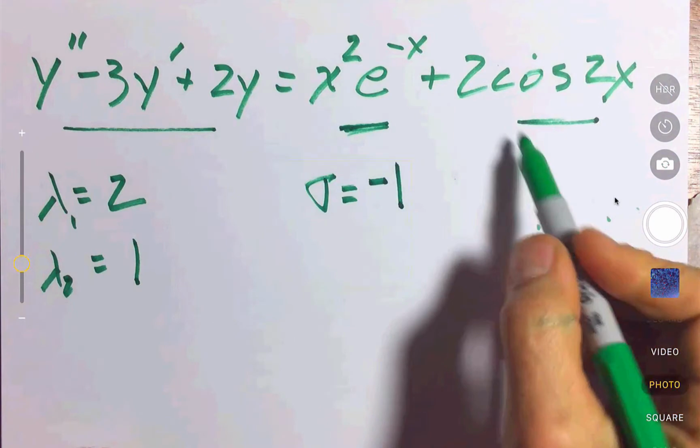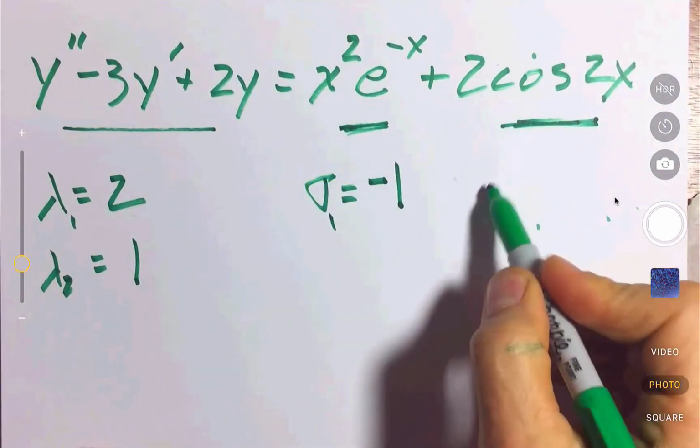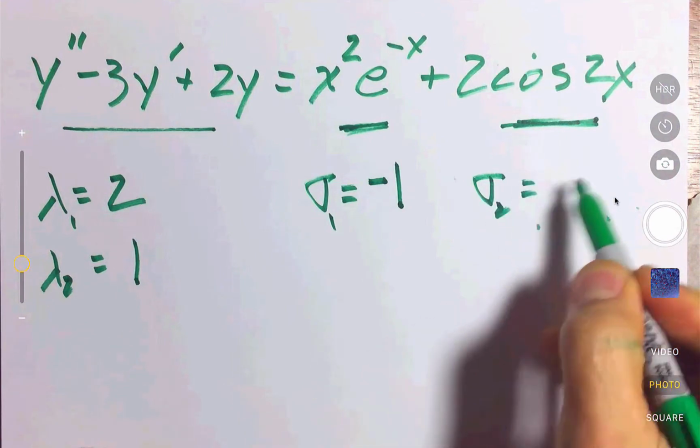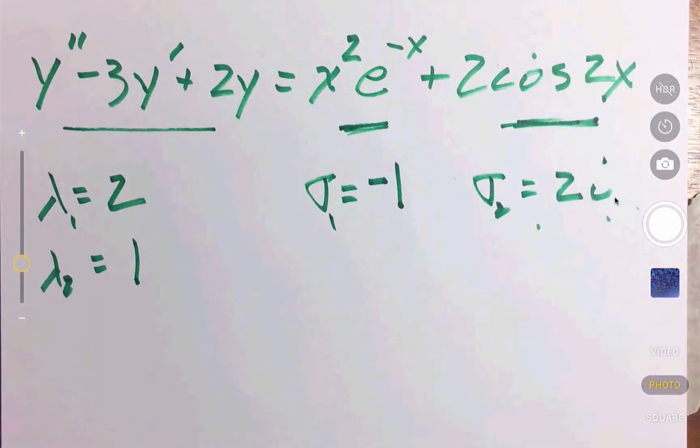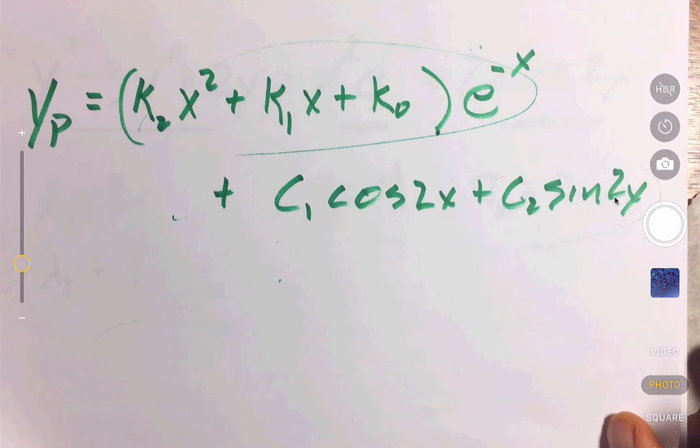Just looking in the table in Dobrushkin. And then for this one here, the control number is sigma equals 2i. So neither of those are roots of the characteristic equation. So our basic unmodified form for the particular solution should work.